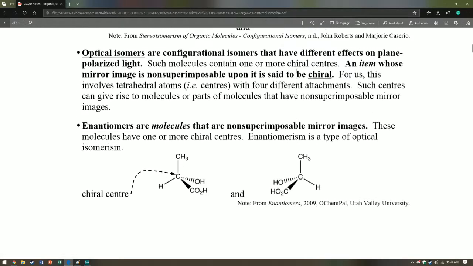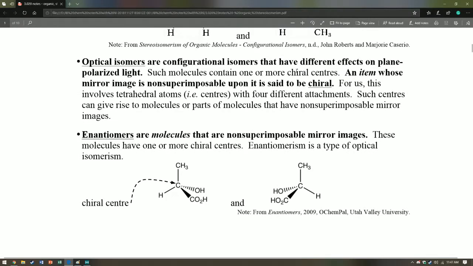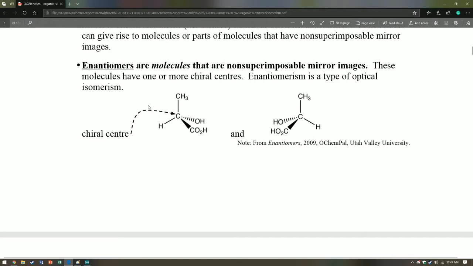Enantiomers are the specific name given to chiral molecules, which are molecules that have non-superimposable mirror images. So here is the chiral center. A note here is that this is different from this because you can't overlay the mirror images on top of each other.